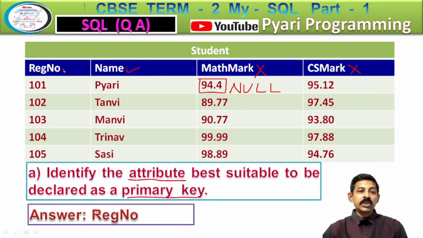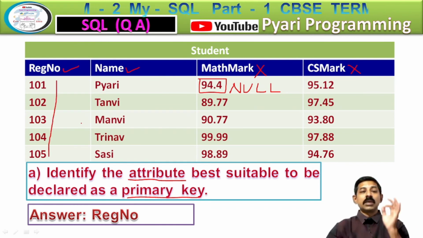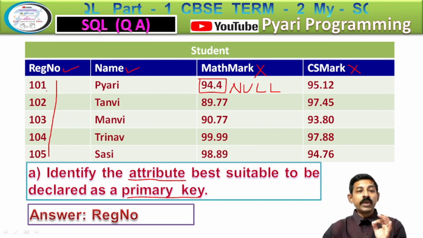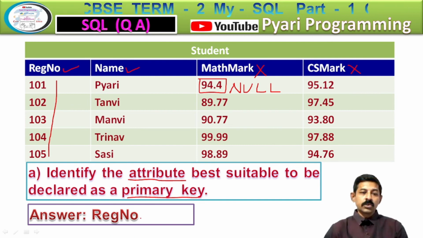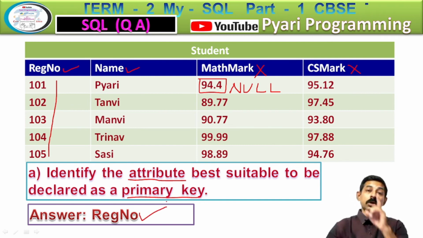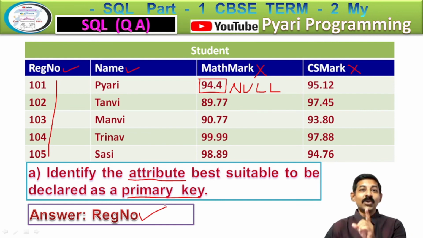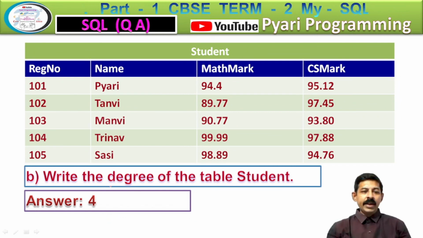So in case of registration number, look at over here. All the entries in the registration number are unique. So that's why it uniquely identifies a record. So that's why my answer is registration number. Your answer must be same. Varna गलत हो जाएगा.